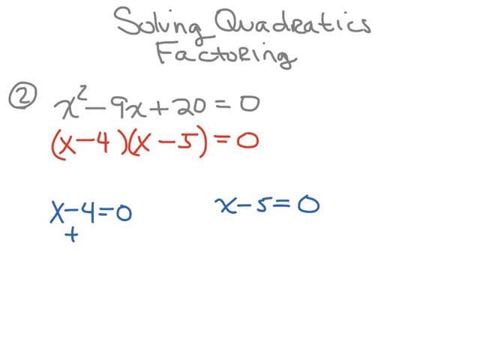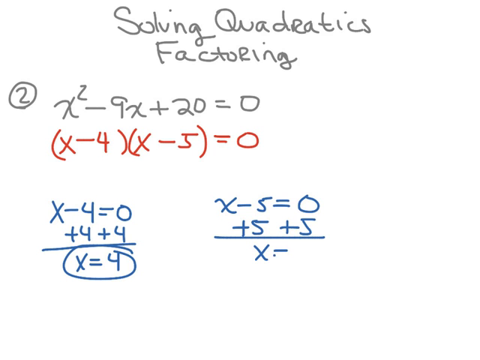So over here I'm going to start by adding 4. And 0 plus 4 is 4. Therefore, one of my solutions is 4. Go over and solve the other equation by adding 5. And 0 plus 5 gives me a 5. Therefore, my other solution to this quadratic would be 5. Therefore, the two solutions are 4 and 5.